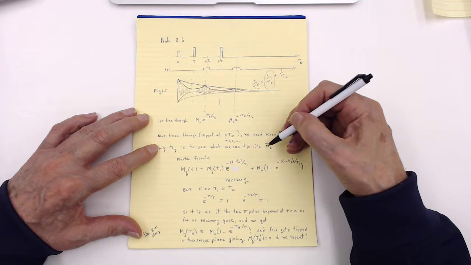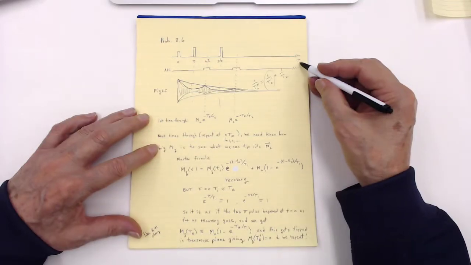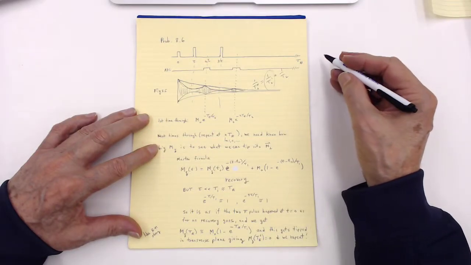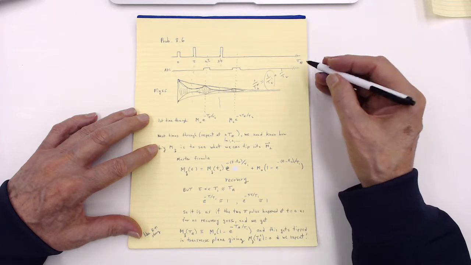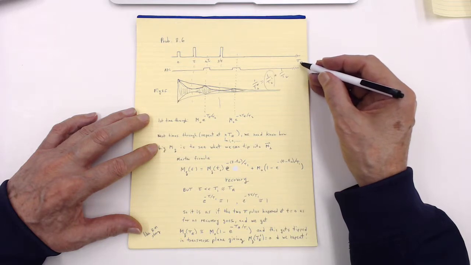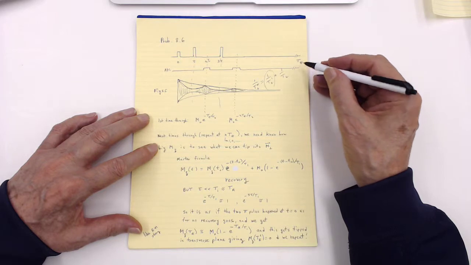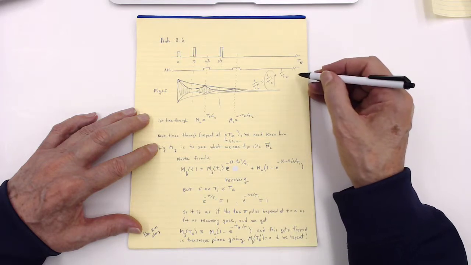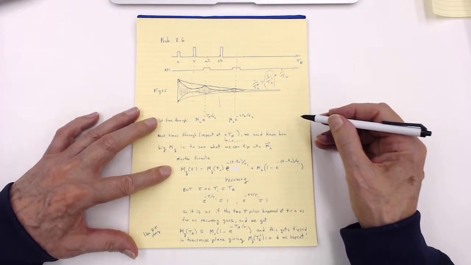Well, what happens, of course, is if TR were really big, we'd get back to full recovery to M0. But TR is not that large. We are considering pretty large TR, but not that large. We're going to consider TR on the order of T1. So it's not too big. We don't have complete recovery. How do we figure out recovery?